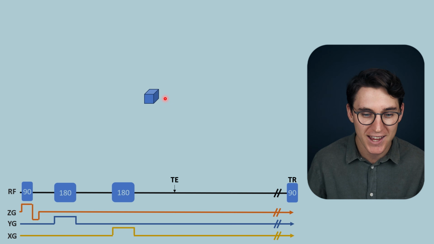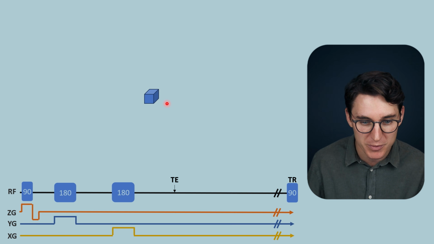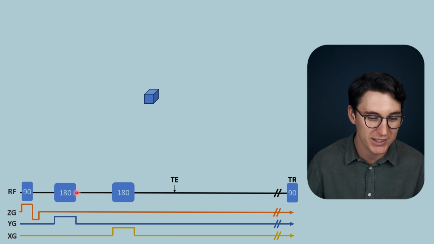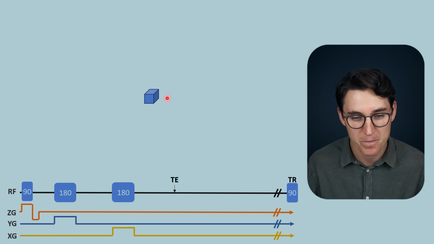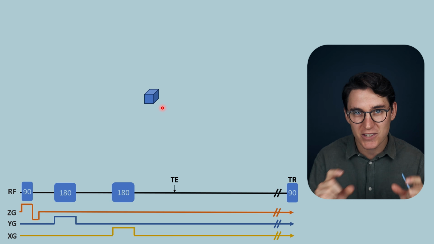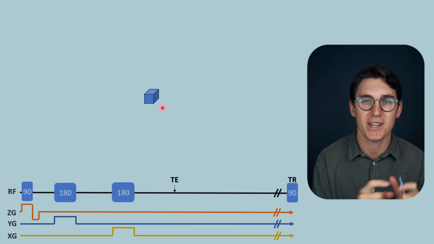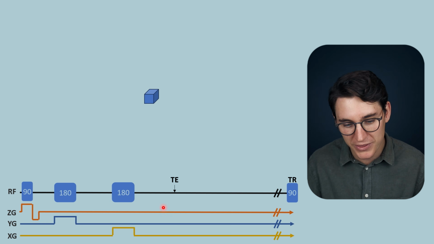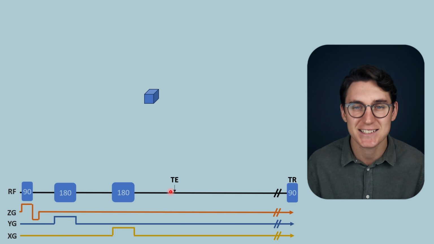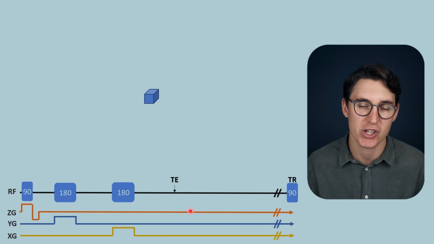We're going to generate an echo coming only from the specific crossover between these three slice selection gradients. We have generated an echo in a specific voxel or a specific point within our slice. We will then measure that signal at TE when that echo is being generated.